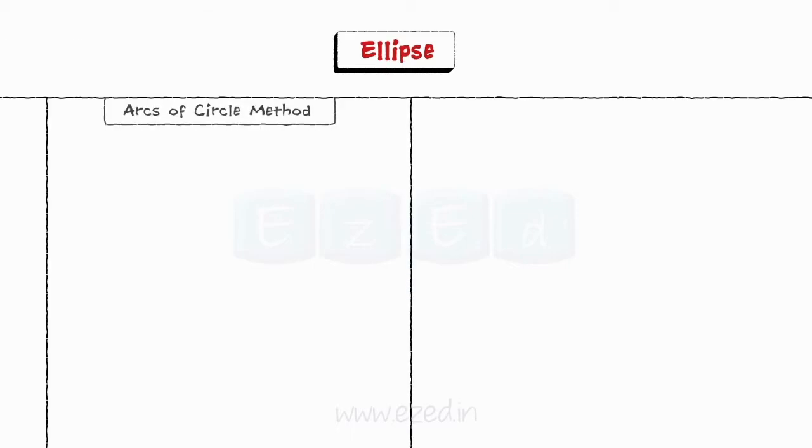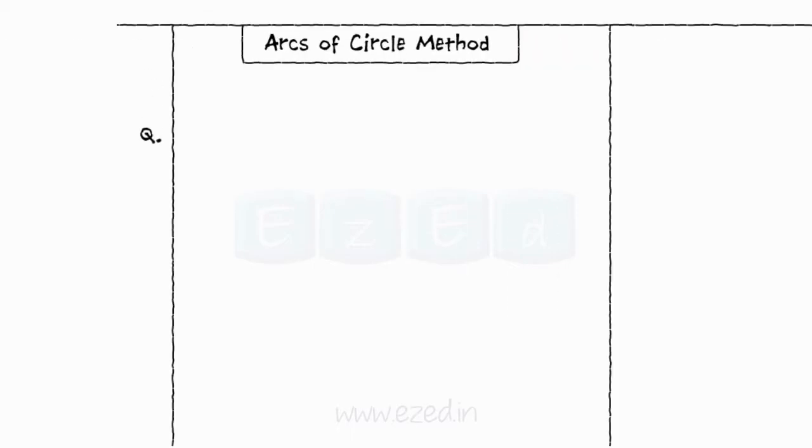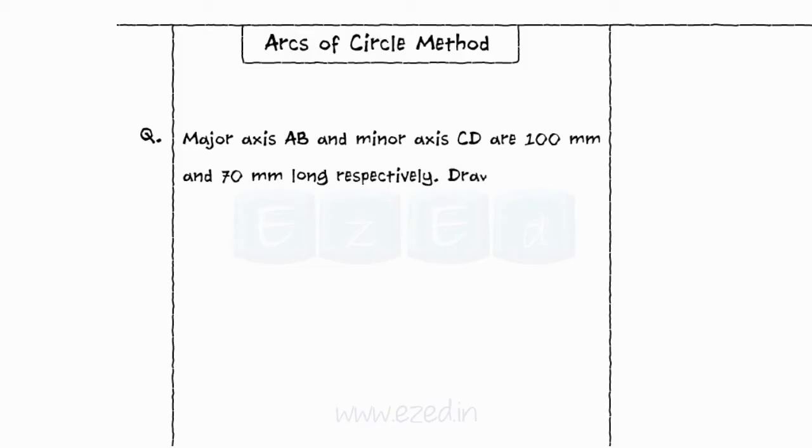Next method is arcs of circle method. Consider the given problem. Major axis AB and minor axis CD are 100 mm and 70 mm long respectively. Draw an ellipse by arcs of circle method.